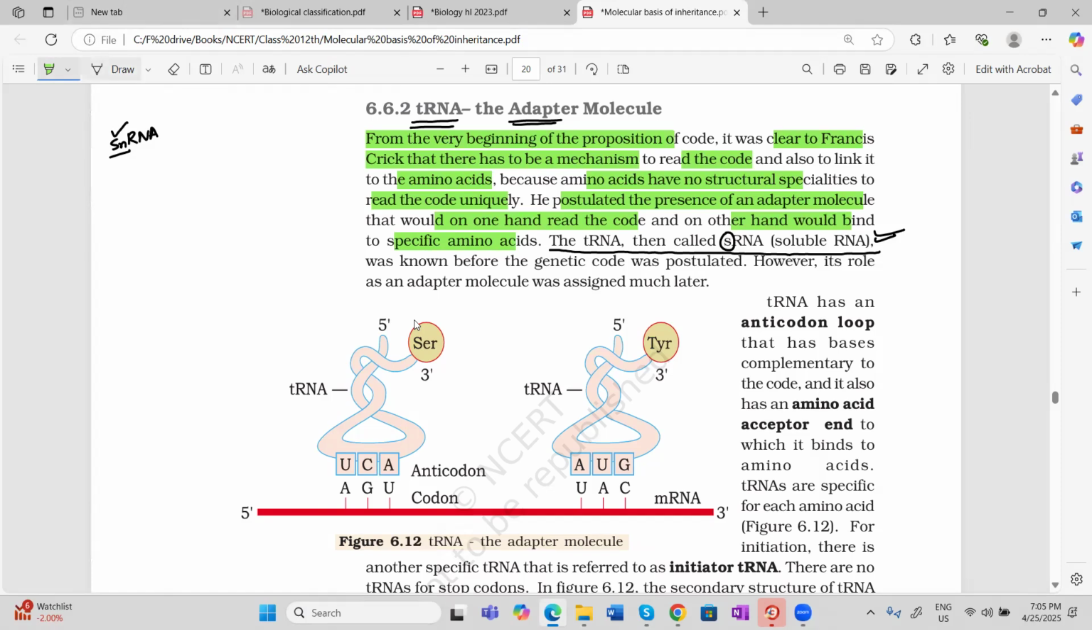So understand, at that time it was known as soluble RNA. The transfer RNA, which at that time was called soluble RNA, was known before the genetic code was postulated. But its role as an adapter RNA was known later on.